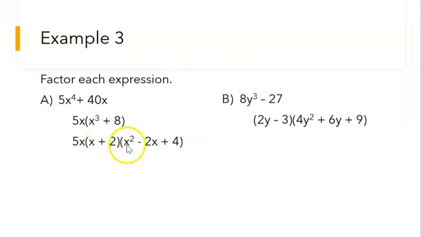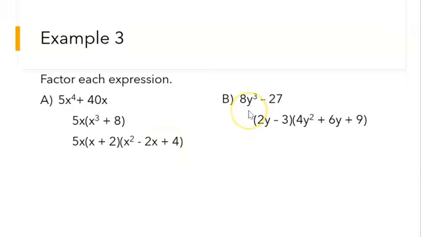And then I squared the x. I did 2 times x. And then I squared the 2. Now, I didn't have a minus sign here, so that's why this sign is minus. And the last sign is always a plus.